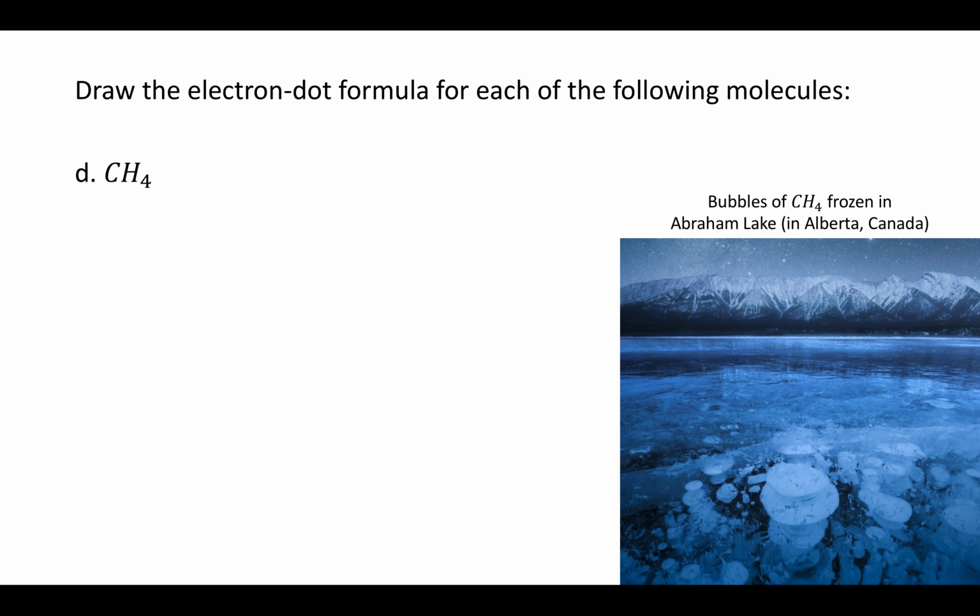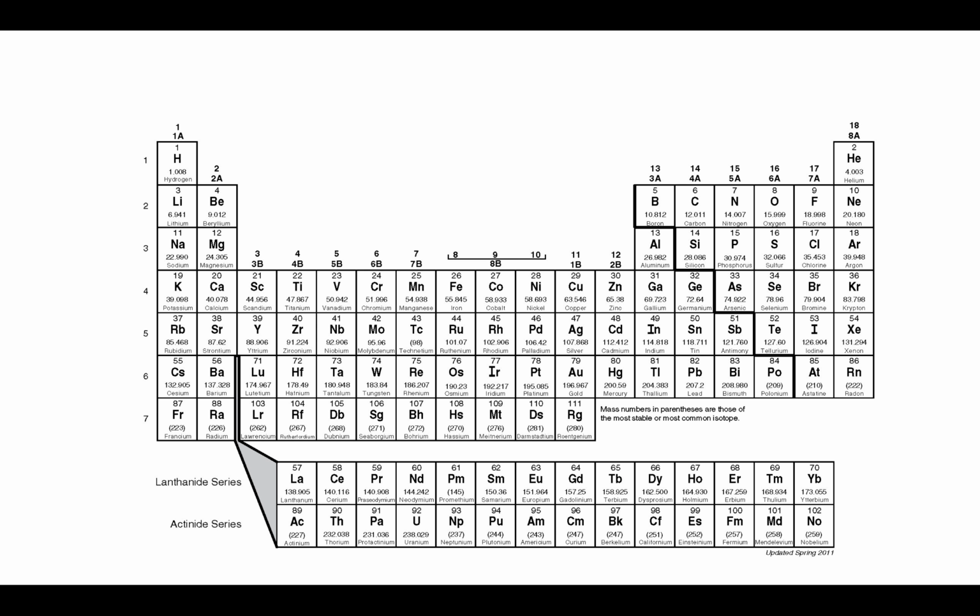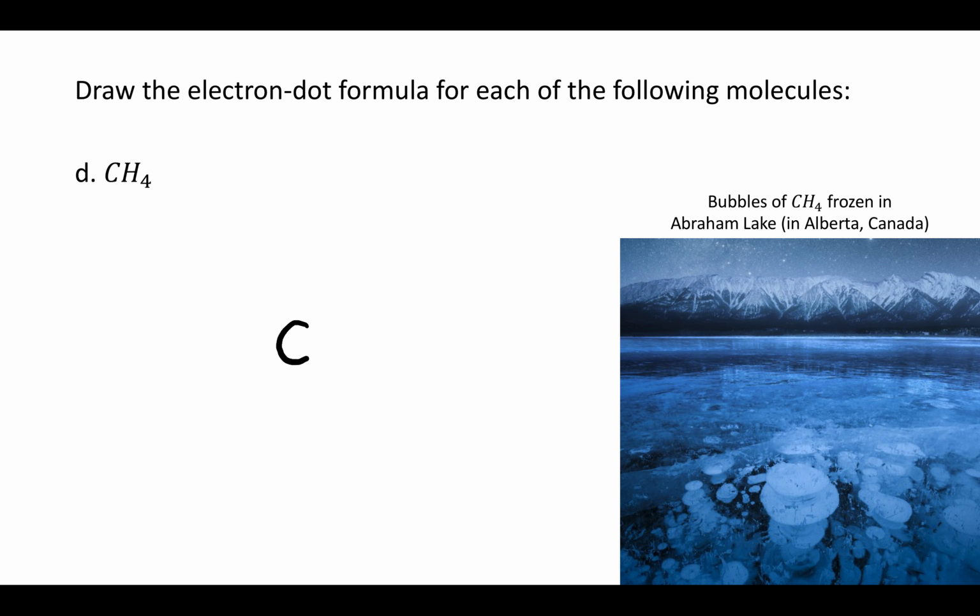How about for CH4? Let's try to draw the electron dot formula for that. So first we have one carbon, so we'll draw C, the symbol for carbon. Then carbon is in column 4A, so it's going to have 4 valence electrons. So we'll put one on each side of the symbol. So 1, 2, 3, 4.